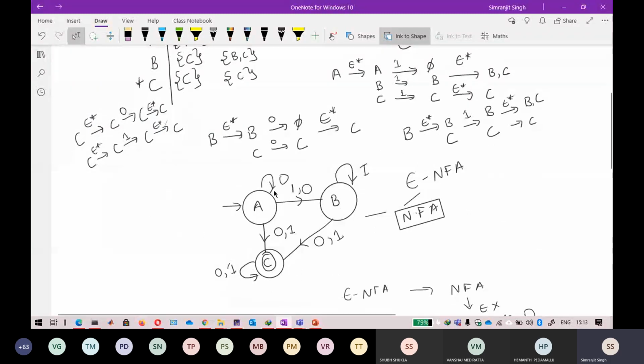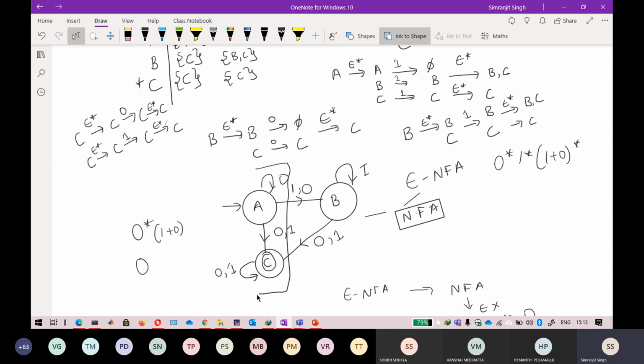So if you clearly see, any number of 0s in the starting, followed by a 1 and a 0, 1 or a 0. After that, okay, so this is an NFA. Okay, so if you want to conclude this part: 0 star 1 star, and after that any number of 0s and 1s can come. Okay, so first this is a 0, so 0 star will be that part. If you clearly look at this, 0 star is any number of zeros, after that any number of ones, as well as 0s and 1s can come.